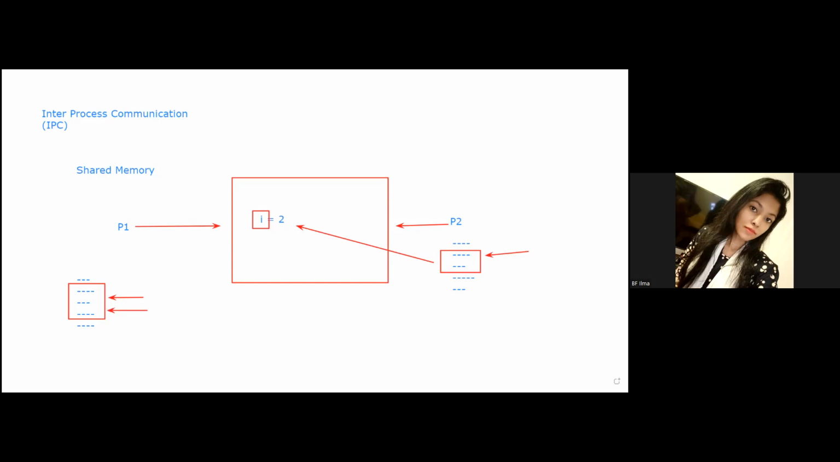So it's kind of a mess, right? And the value of i would be an erroneous value. So this is the problem that we have with interprocess communication using shared memory. When we have a shared memory, it can create concurrency issues. So we have to have a proper method to handle this kind of problem.